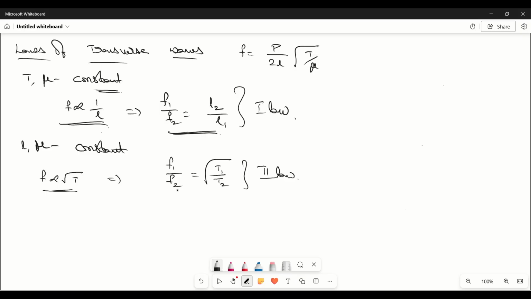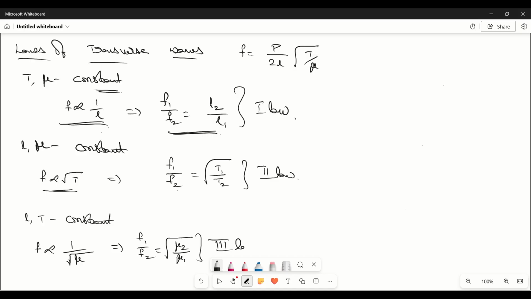Whereas in the case of the third law, we consider L and T are constant, length and tension are constant. Then here we can represent that frequency is inversely proportional to square root of linear density. Then we can represent f1 by f2 equal to under root of mu2 by mu1. Third law. In this way we can represent the three laws by considering the expression of frequency. Take a screenshot, we'll continue.